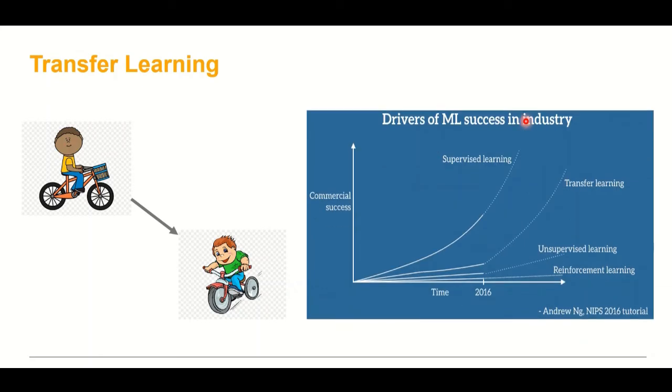And what is this term transfer learning? This also is a term which you may encounter. Suppose you know how to ride a bicycle, and then you go and ride a motorbike.